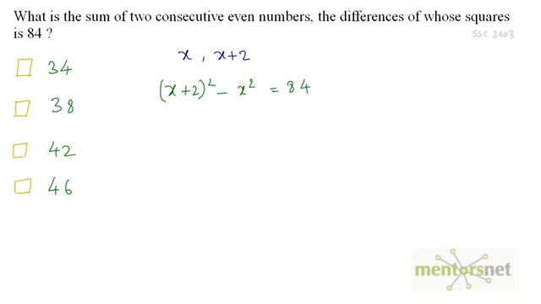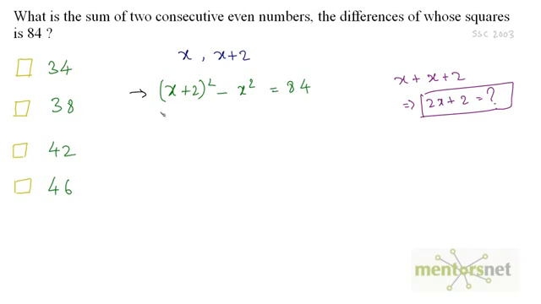Now what we have to find out is the sum of these two consecutive even numbers. So the sum of these two consecutive numbers will be equal to x plus x plus 2, and that will be equal to 2x plus 2. And this is what we have to find out, and we can find this out from this equation. Let us solve this.